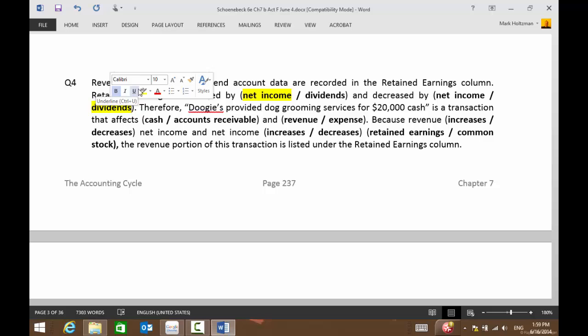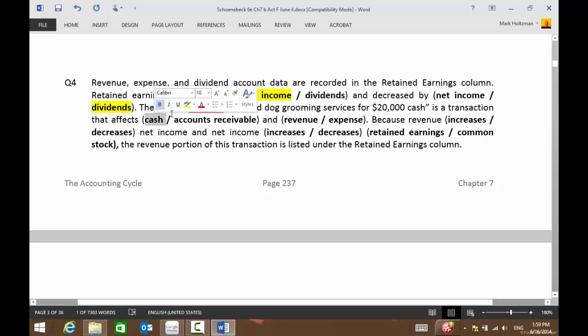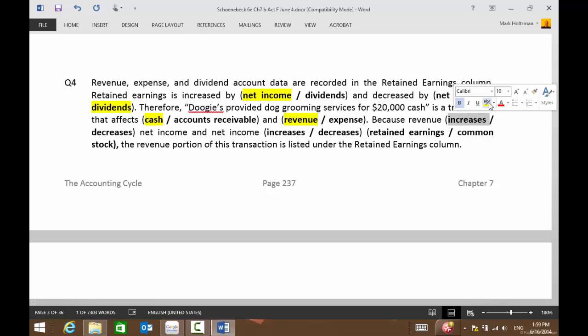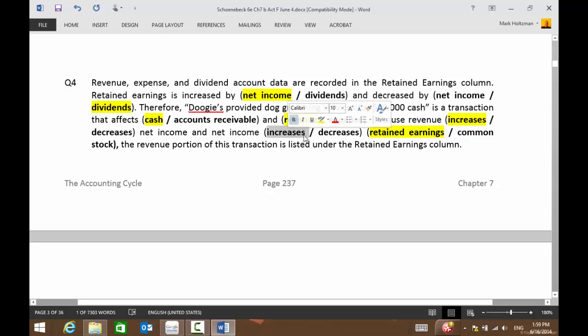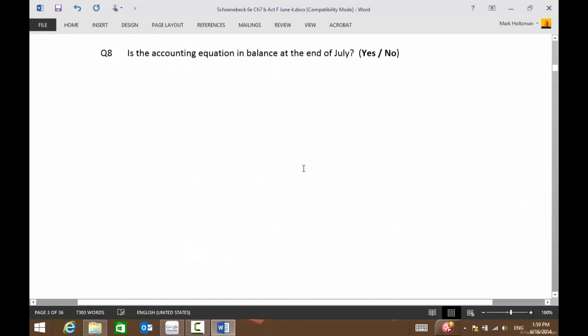accounts receivable. Cash. And it also affects revenues or expenses. Revenues. Because revenues, does revenue increase or decrease net income? Increases net income. And net income, how does that affect retained earnings? I'm going to just tell you this is retained earnings. Net income increases retained earnings, then the revenue is listed under retained earnings. So watch what we do over here.